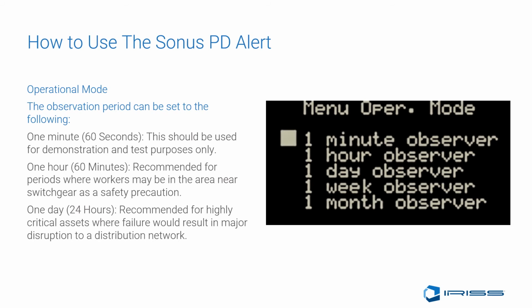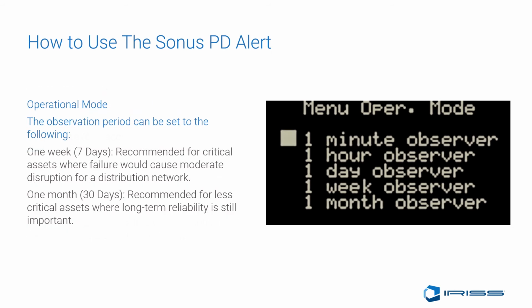The observation period can be set to the following. 1 minute. This should be used for demonstration and test purposes only. 1 hour is recommended for periods where workers may be in the area near the switchgear as a safety precaution. 1 day is recommended for highly critical assets where failure would result in major disruption to a distribution network. 1 week is recommended for critical assets where failure would cause moderate disruptions for the distribution network, and 1 month is recommended for less critical assets where long-term reliability is still important.